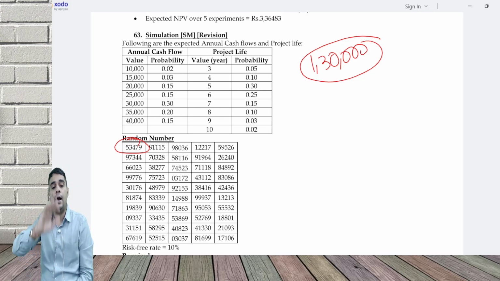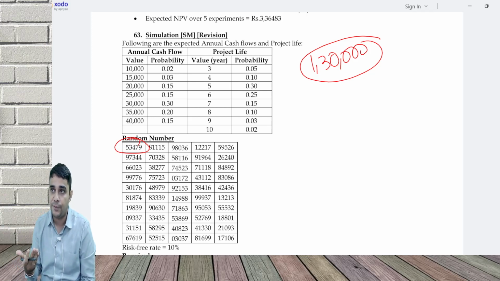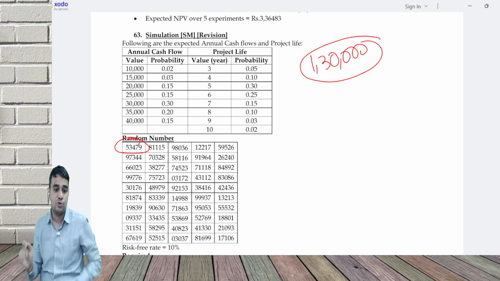And if the ICAI question doesn't give proper clarity on the random numbers, answers for every student will change, because you will pick a different random number, I'll pick a different random number. Only the RN table can match. Let's do the RN table.